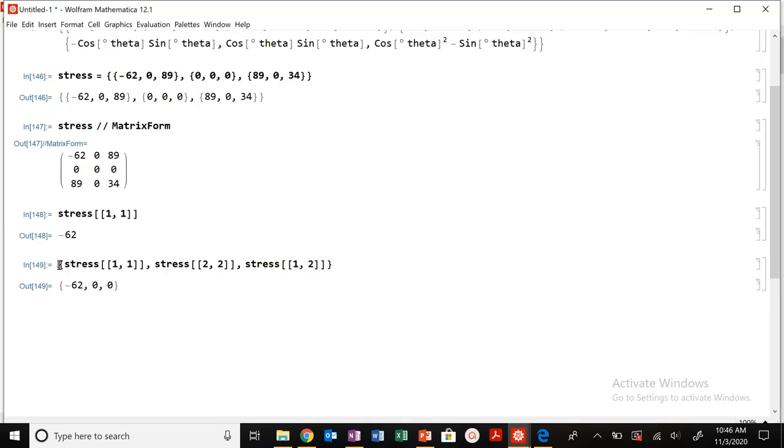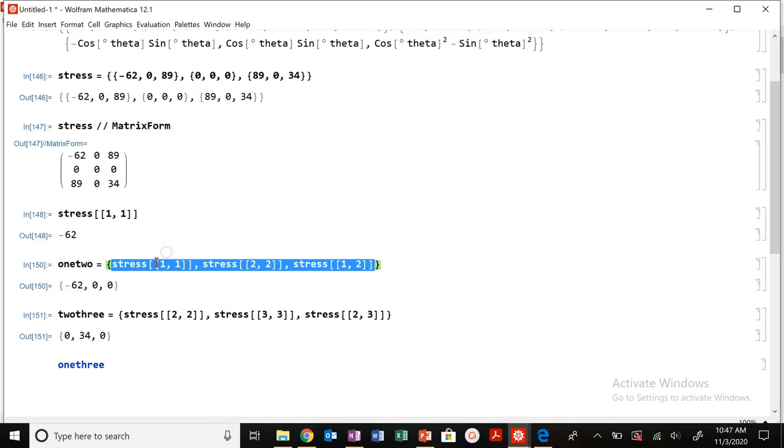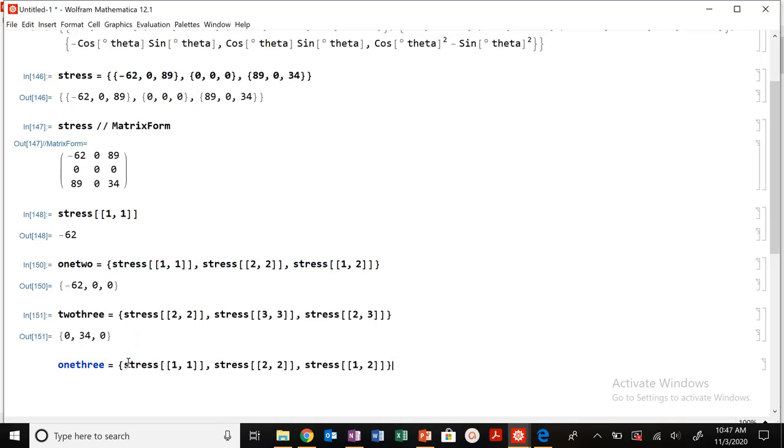So I'm going to call this my 1, 2, and my 2, 3 is going to be equal to this, except I'm just going to change it here. So I'm going to do 2, 2, 3, 3, then 2, 3. And then finally, for my 1, 3, I'm going to do the same thing right here. Set it equal, 1, 1, 3, 3, and then 1, 3.